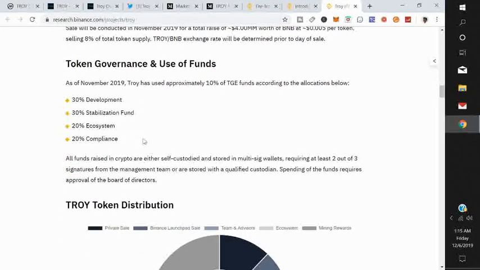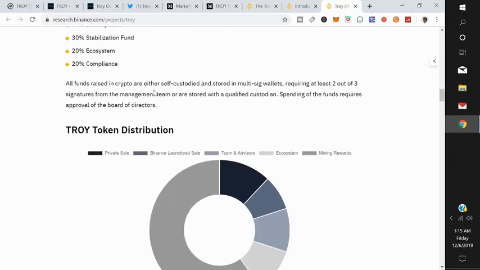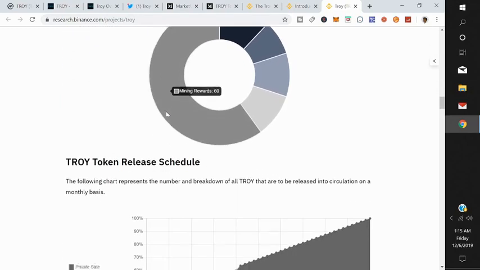The token allocation is 30% development, 30% stabilization fund, 20% ecosystem, 20% compliance. All funds raised in crypto are either self-custodial and stored in multi-sig wallets requiring at least 2 out of 3 signatures from the management team, or are stored with a qualified custodian. Spending of the funds requires approval of the board of directors.